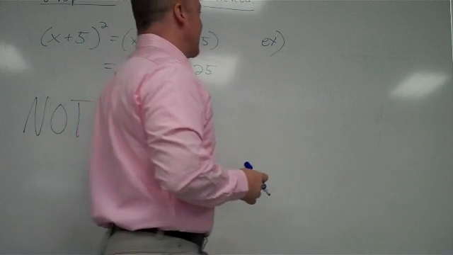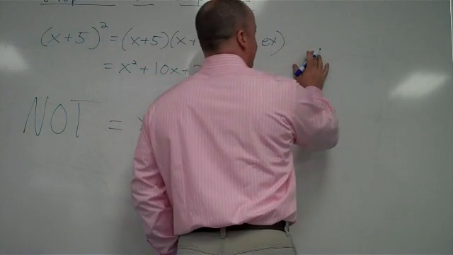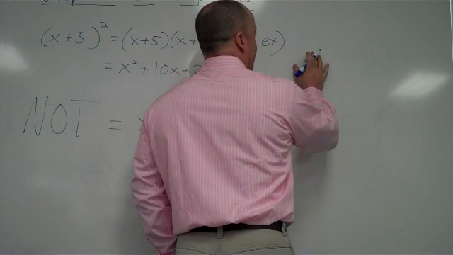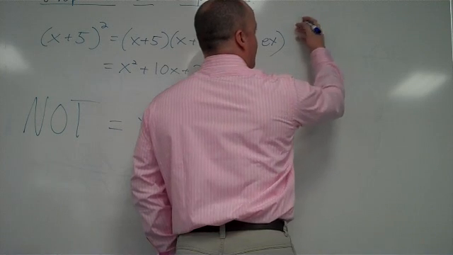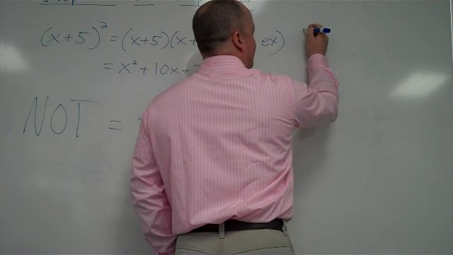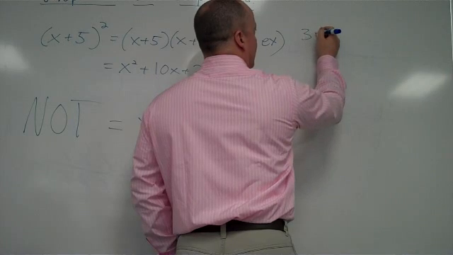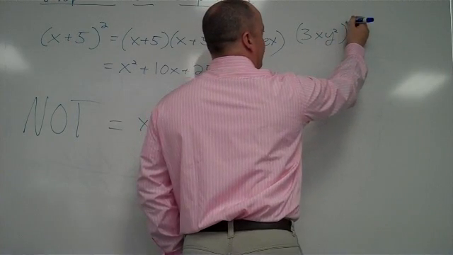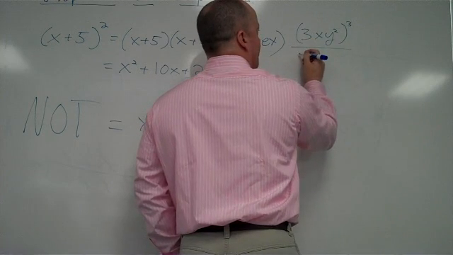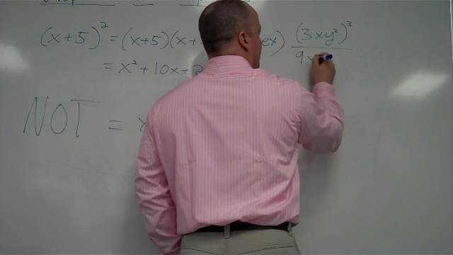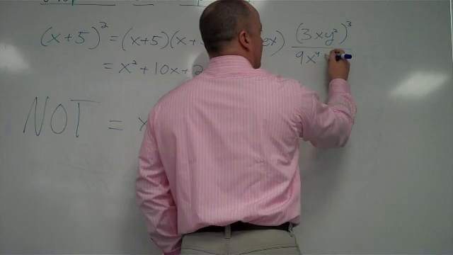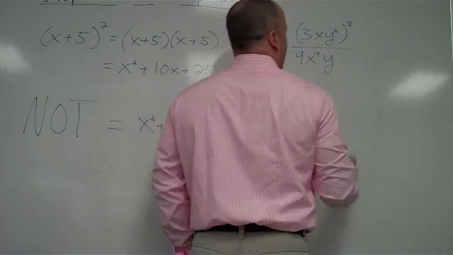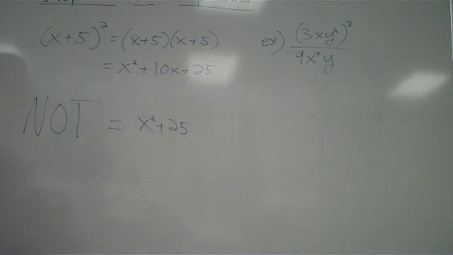Next hideous example. Actually, it's going to get worse. It's actually not that bad. Really? Good. Okay. 3xy squared, whole thing cubed, over 9x to the 4th y.